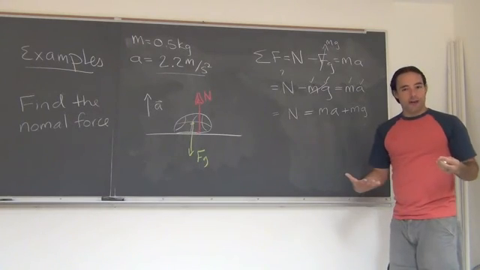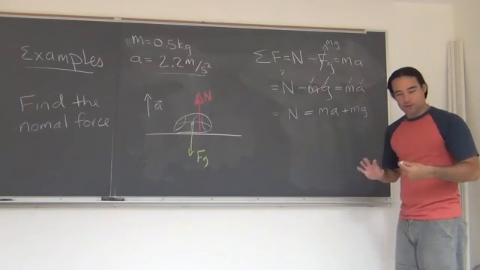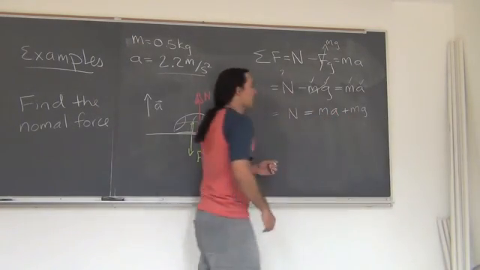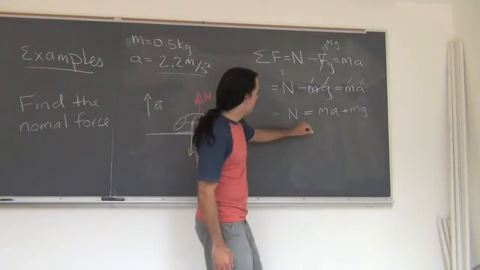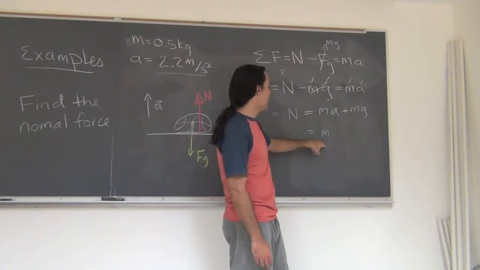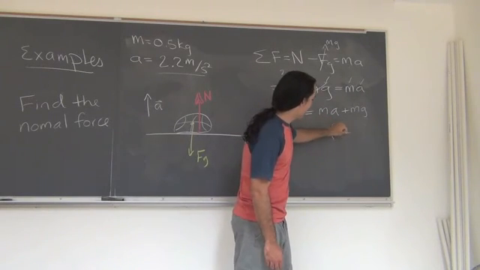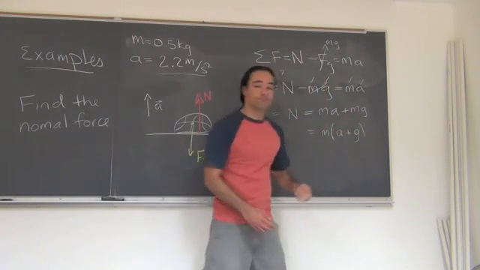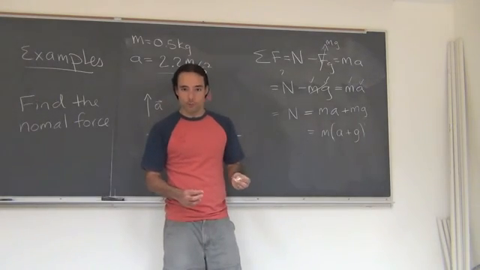We could do a little bit of factoring here if you want to. You could plug numbers in at this point, but if you want to factor, all we have to do is just factor out that m. So I could say that this is the same thing as m times (a plus g). Makes it look a little bit nicer.